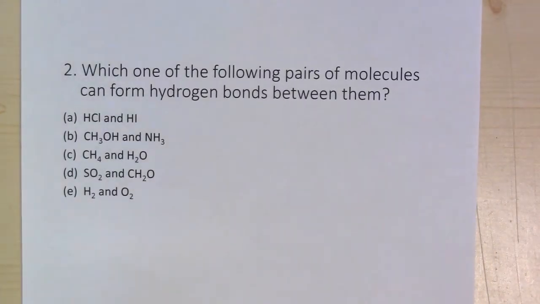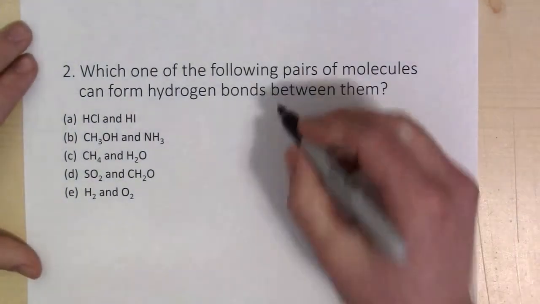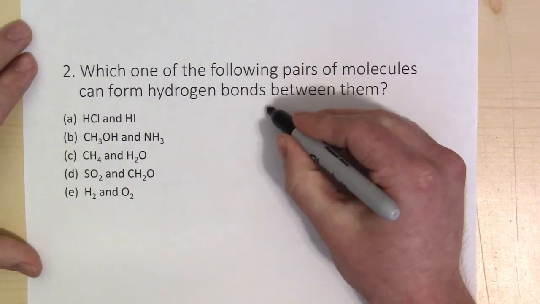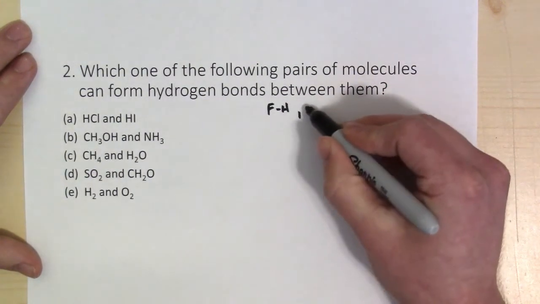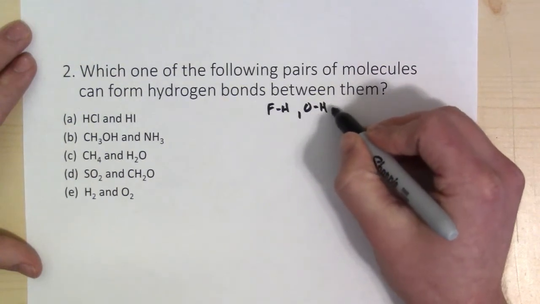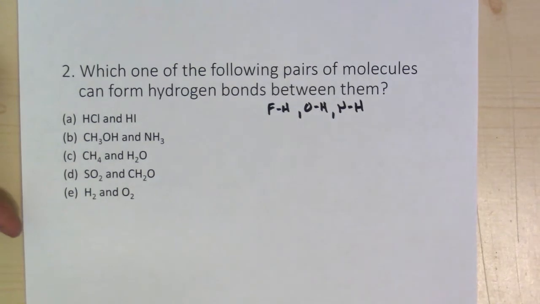Moving to question number 2, which is similar, but now it wants to know of each of the pairs of these molecules shown, which can form hydrogen bonds between them. So again, at least one of these molecules is going to need to have a fluorine hydrogen, an oxygen hydrogen, or a nitrogen hydrogen bond in order to act as a hydrogen bond donor.